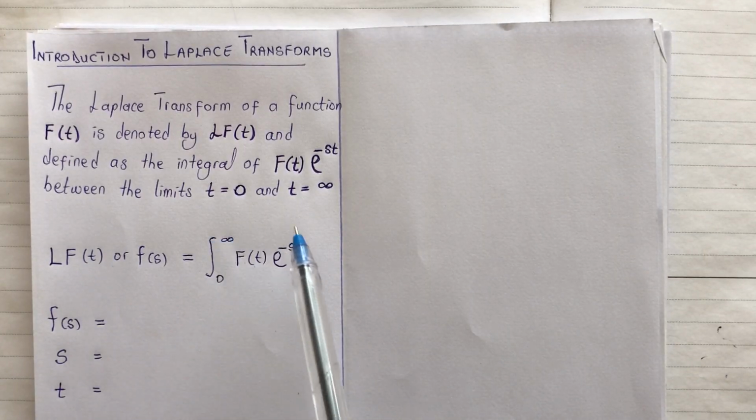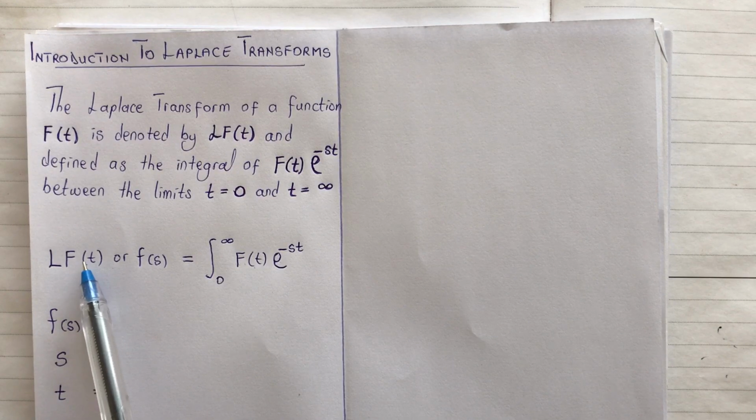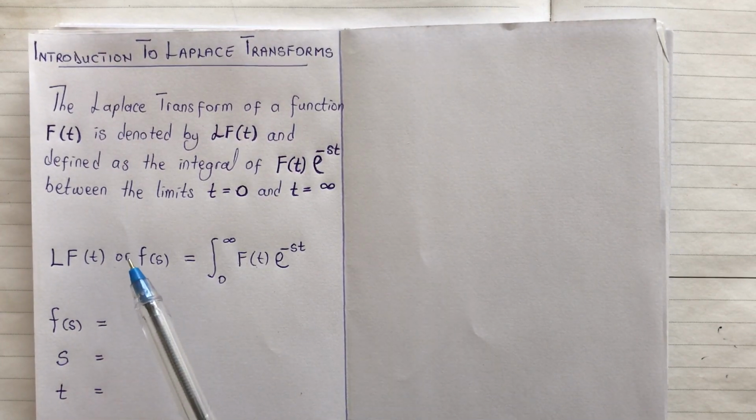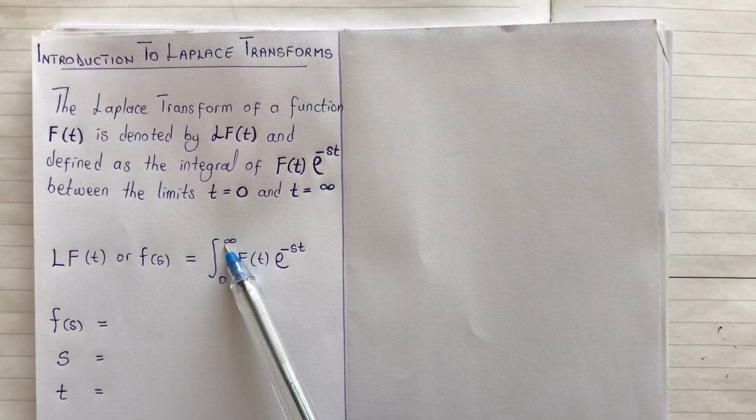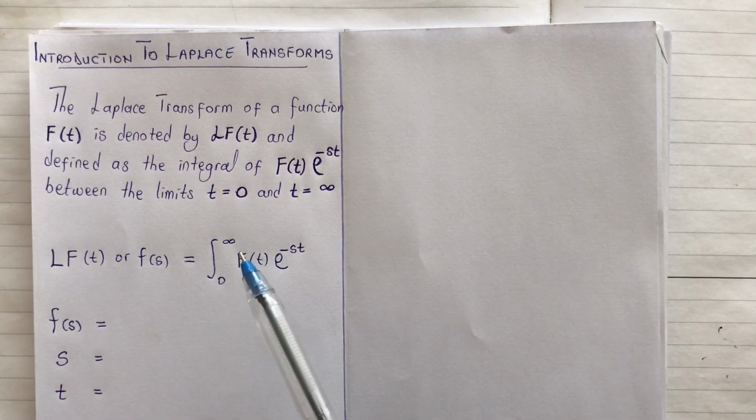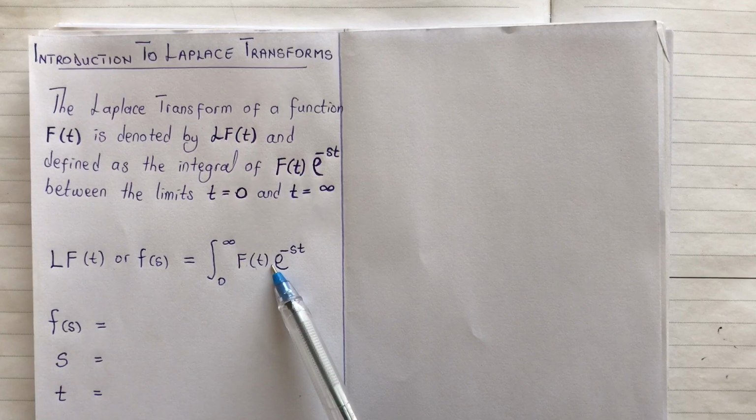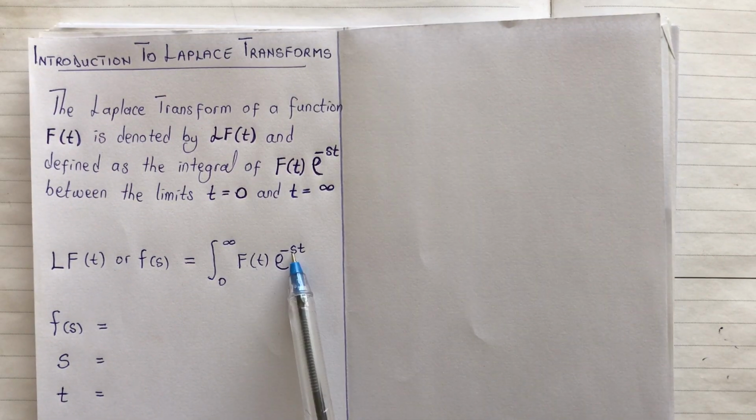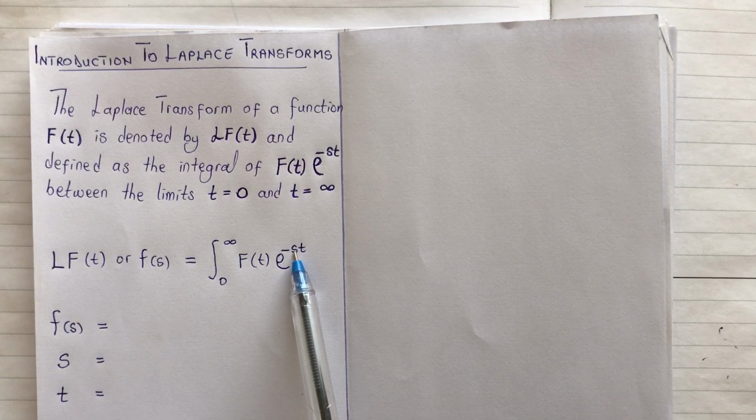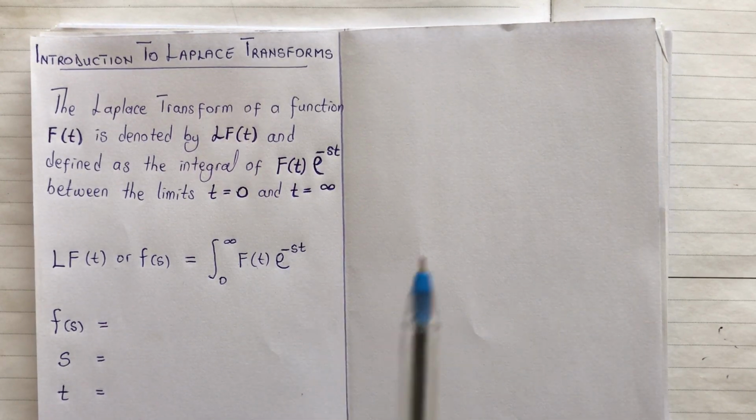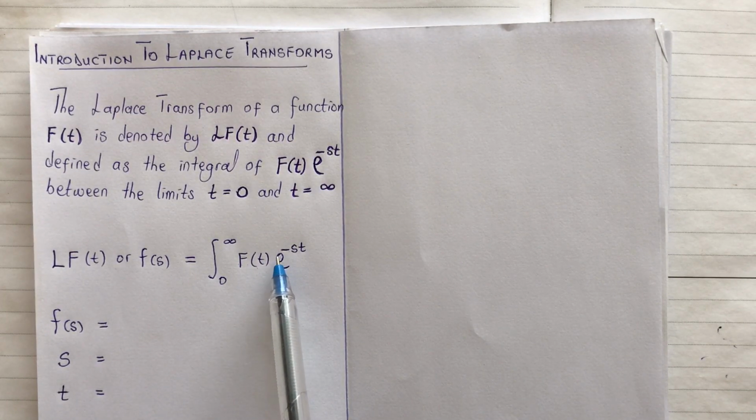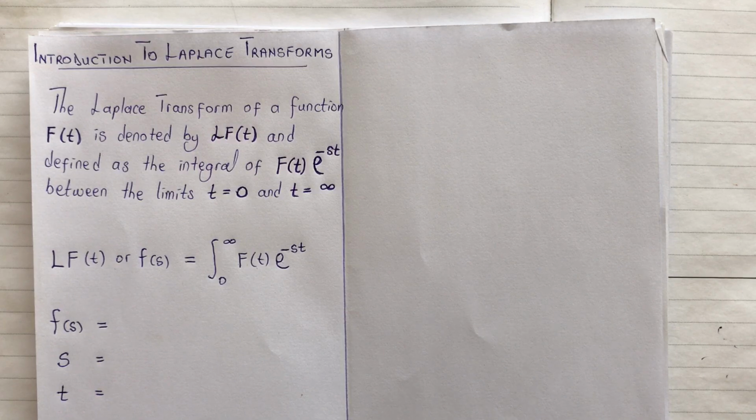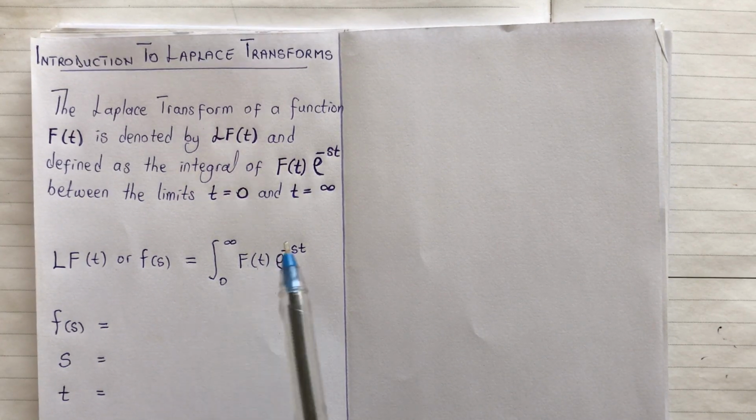From the formula that we have here, the Laplace transform of f of t, which you can also denote by F of s, is equal to the integral with lower limit 0 and upper limit infinity of f of t times e to the negative st. The s that we are seeing here is a positive constant that is large enough to ensure that the product of f of t and e to the negative st will converge to 0 as t approaches infinity.